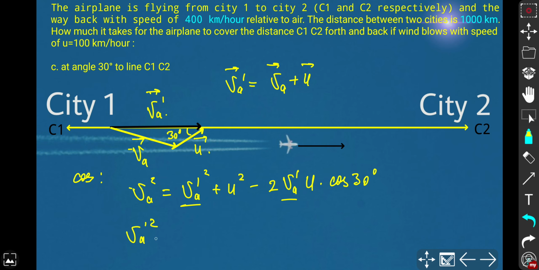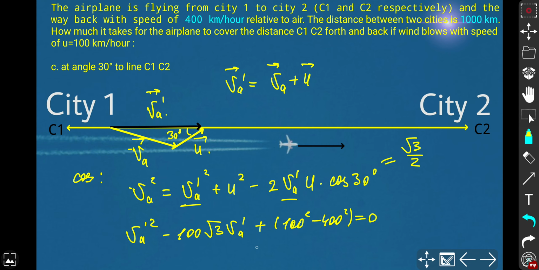VA prime squared minus, so in that case U is going to be 100 kilometers, and that's U. So that means 200 over cos 30, which is square root 3 over 2. After simplification, we'll get 100 square root 3 VA prime. And then the rest is U squared, so we'll get 100 squared minus 400 squared, and that's going to be equal to 0.